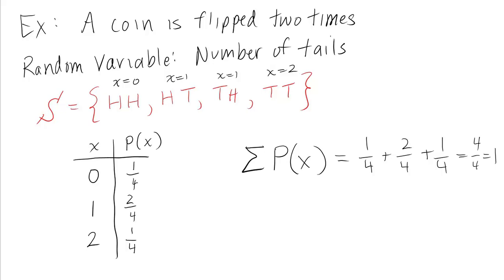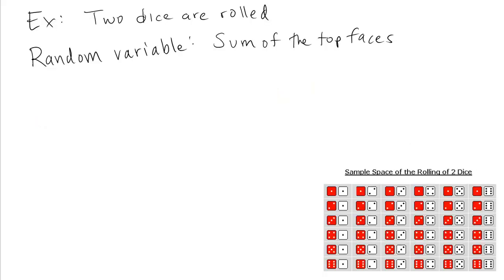Let's do another one with one of our favorite experiments. We'll go back to rolling 2 dice. The random variable will be the sum of the top faces. I'm going to make a table that pairs all of the possible outcomes, which we'll call x, with their corresponding probabilities, which we'll call p of x.